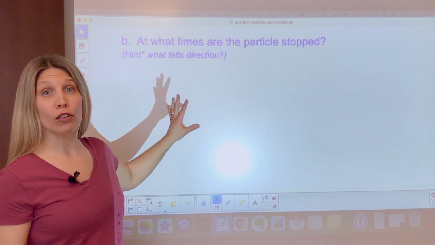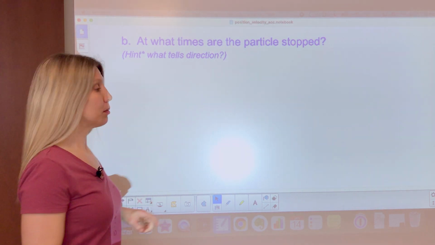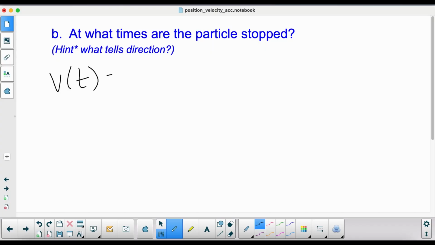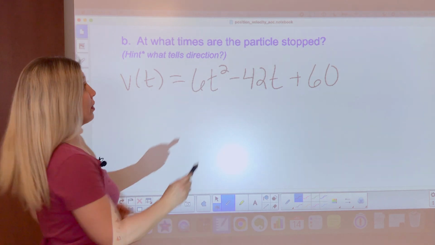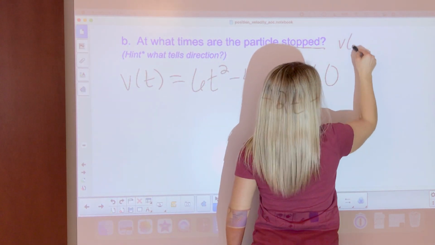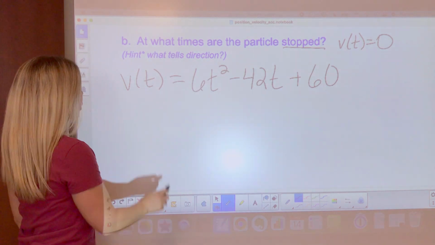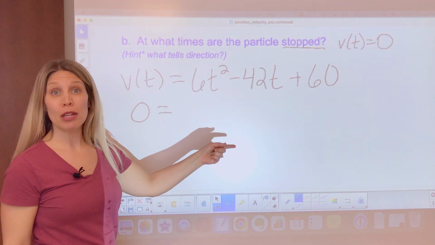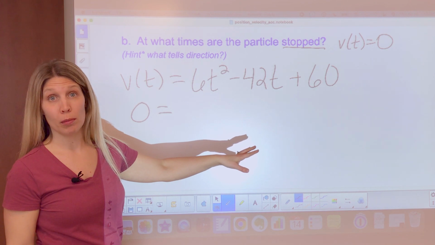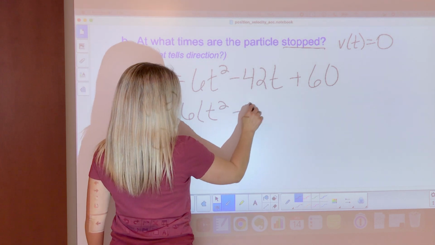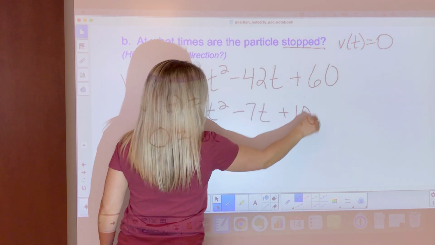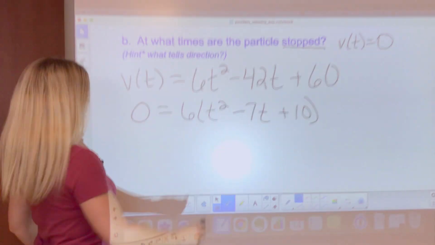So the first thing we need here is our velocity equation, and I'm going to write that out first. Here's our velocity equation. What we want to know is when this thing has stopped, and it has stopped when our velocity equals 0. So I'm going to set this equation equal to 0, and I'm going to notice that there's a 6 in all of those numbers on the right-hand side. I'm going to pull that out, make this a little easier. t squared minus 7t plus 10. That's going to make this part much easier to factor.